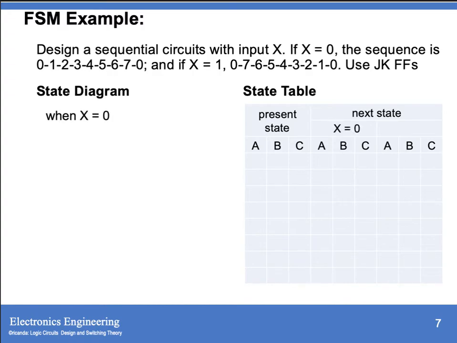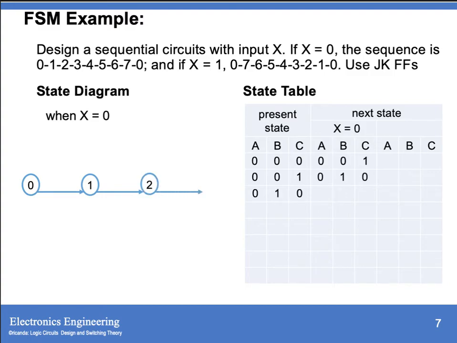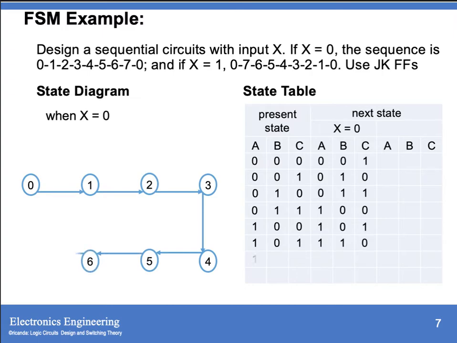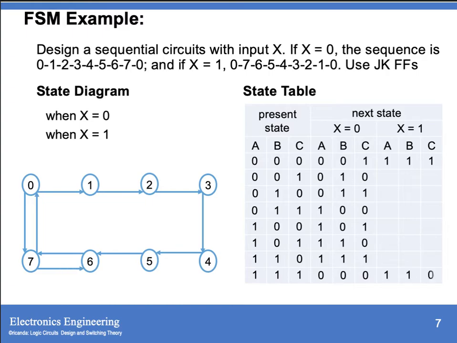So if your input x equals 0, your state starts at 0. It goes to 1, then to 2, then to 3, then to 4, to 5, to 6, then from 6 to 7, then 7 to 0. Then, if your x equals 1, it goes from 0, 7, 6, 5, 4, 3, 2, then goes to 1, and it goes to 0.